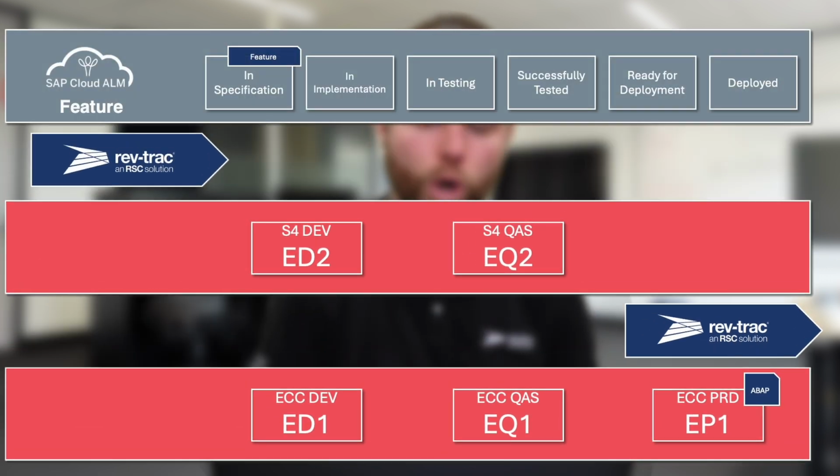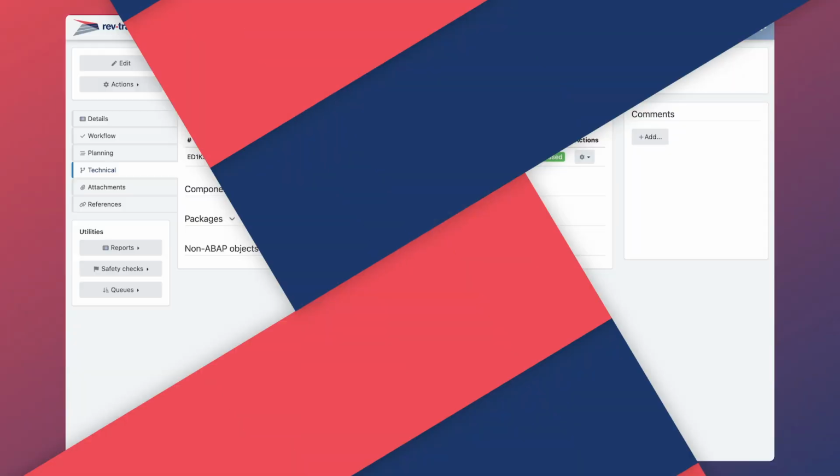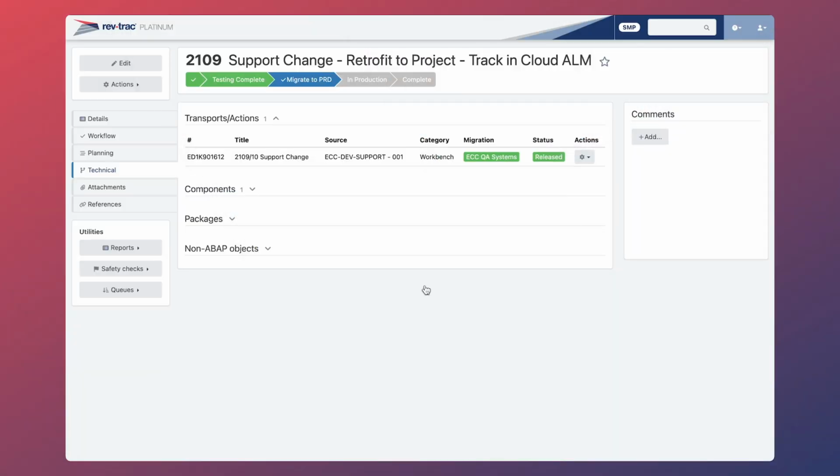At the same time, we will create a Cloud ALM feature to align with this S4HANA change that will start in the status of in specification. Once Rev-Trac successfully retrofits this compatible change, the feature will update to deployed, allowing full traceability in the Cloud ALM feature. We are going to begin this demonstration at the point where our change is ready for production deployment.